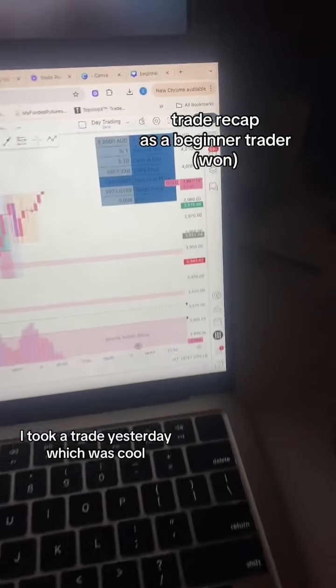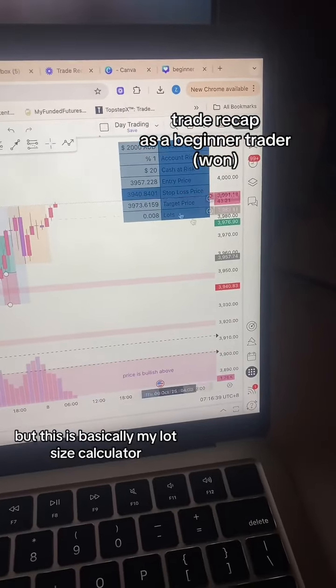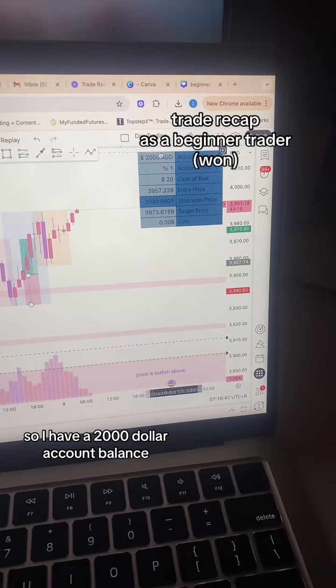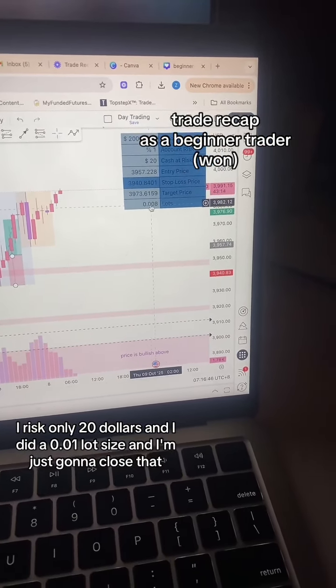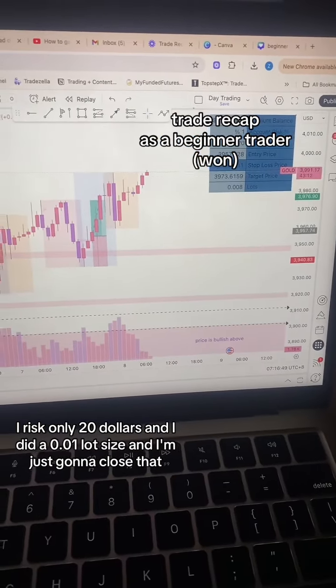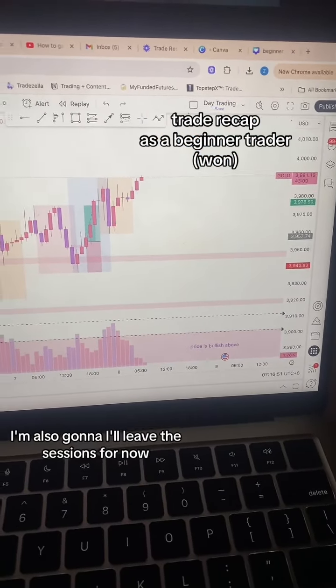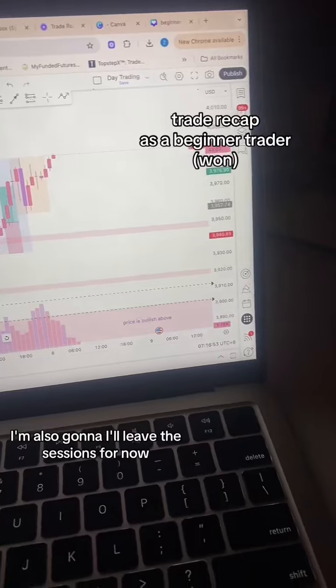I took a trade yesterday, which was cool, but this is basically my lot size calculator. So I have a $2,000 account balance, I risk 1%, I risk only $20, and I did a 0.01 lot size. And I'm just gonna close that. I'll leave the session spinner.